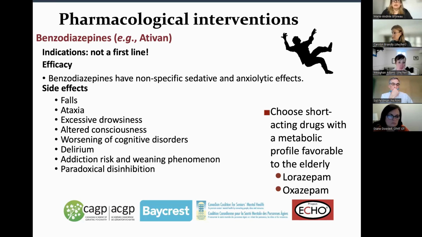But when one should prescribe a benzodiazepine, it should be short-term, and one should use the ones that are metabolically favorable to the elderly, which would be lorazepam or oxazepam, for example.